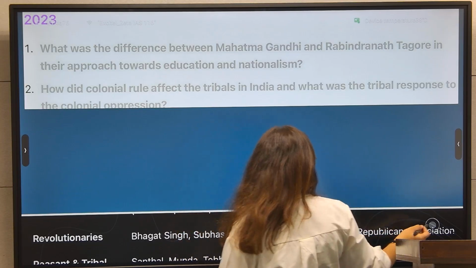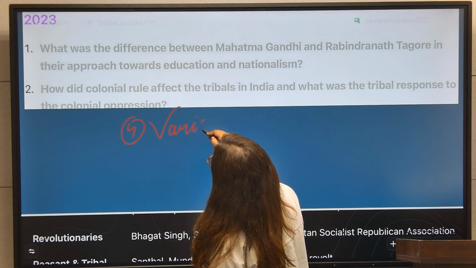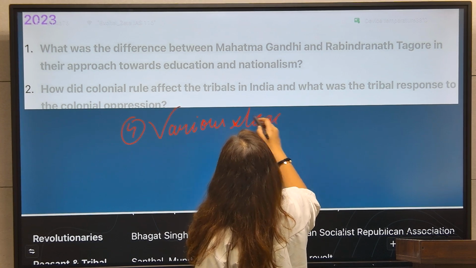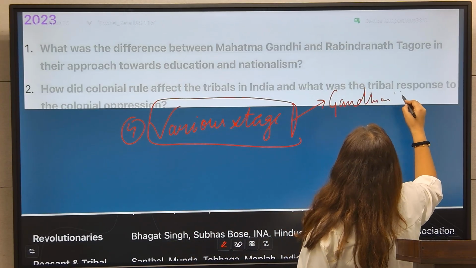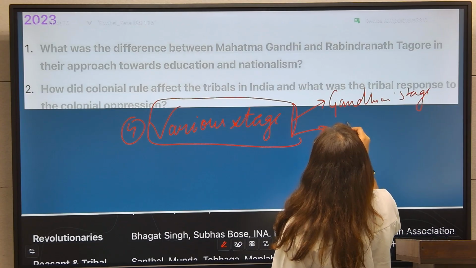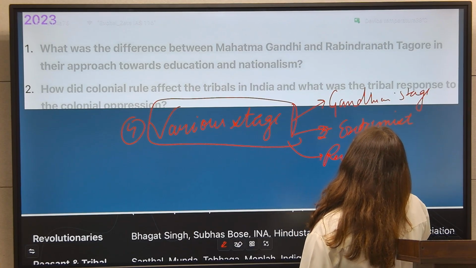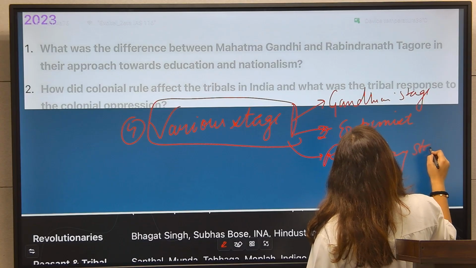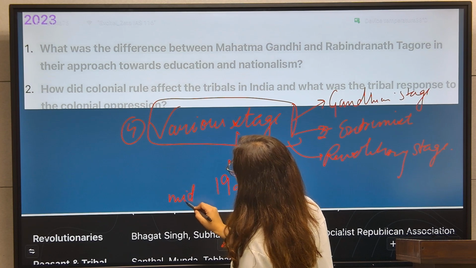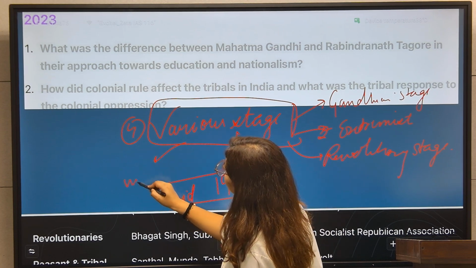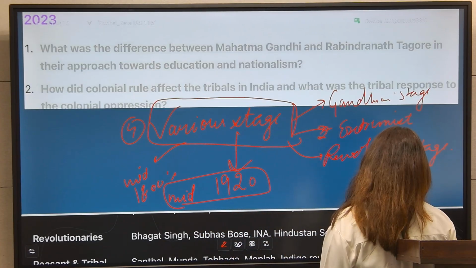Fourth, various stages. So various stages in the freedom struggle, like Gandhian stage, extremist stage, revolutionary stage, mid 1920s, mid 80s. So these various stages you also have to prepare.